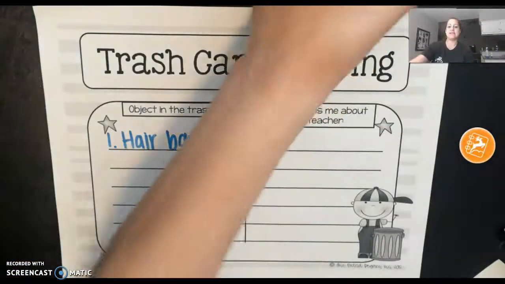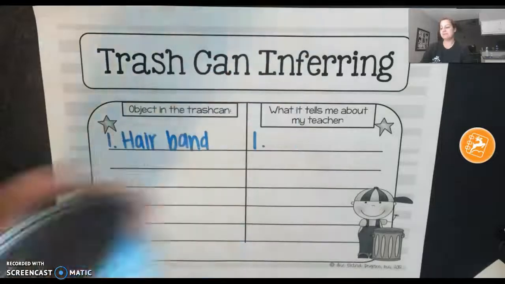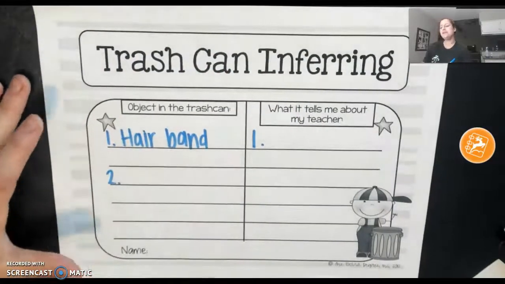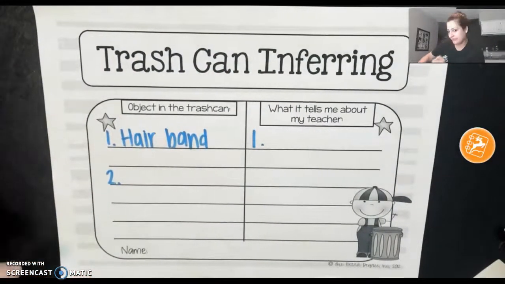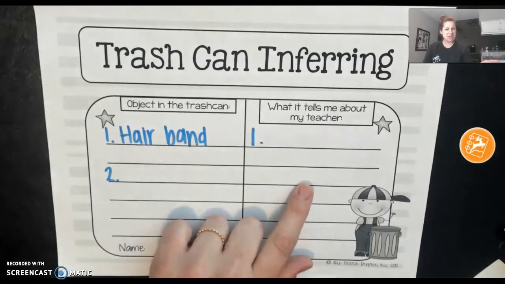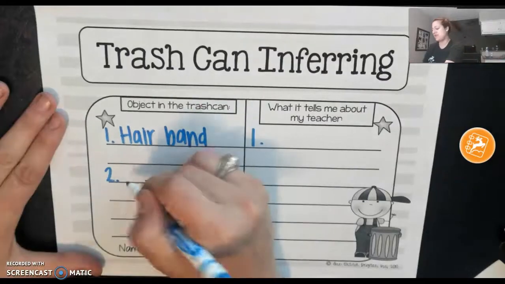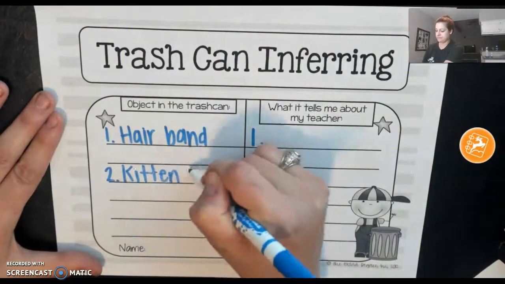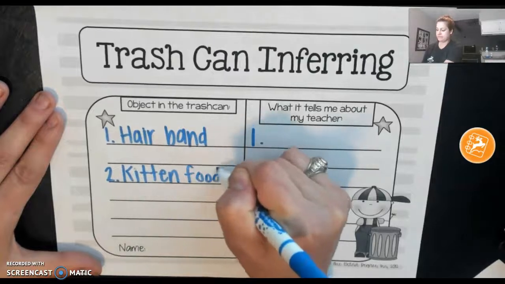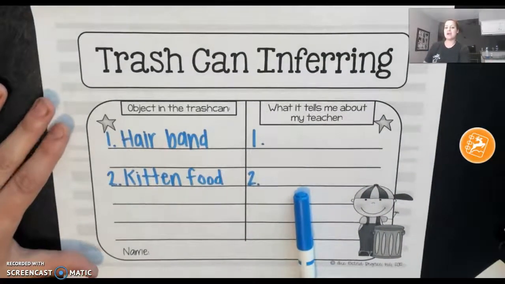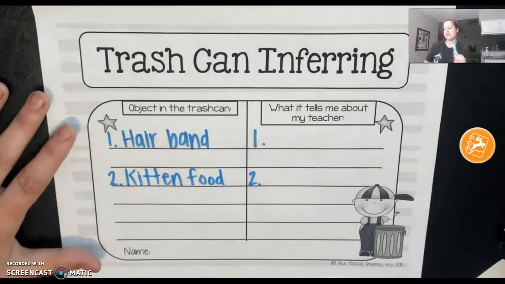The next thing is some kitten food. What do you know about kitten food? And what do you know about Miss Crosby? What does that tell you? Why do I have kitten food in my trash can? You're going to write your inference, why I have kitten food in my trash can.